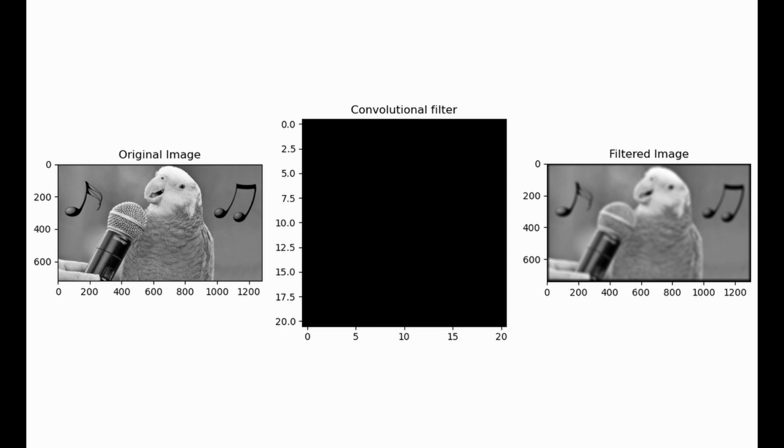Now the convolutional filter itself, in this case, looks like a black image, but it is in fact a 21 by 21 matrix of values where each of the values are very close to 0, as the absolute sum of the values of the matrix are 1.